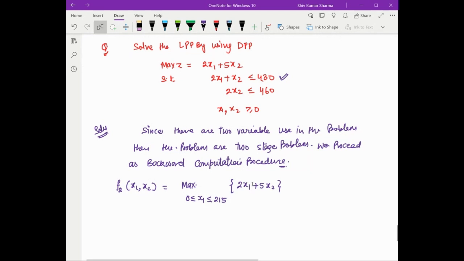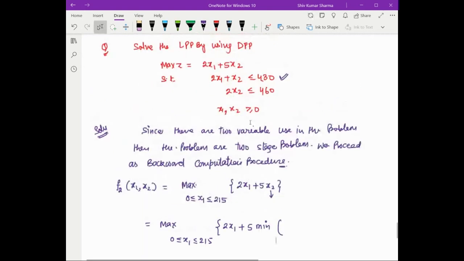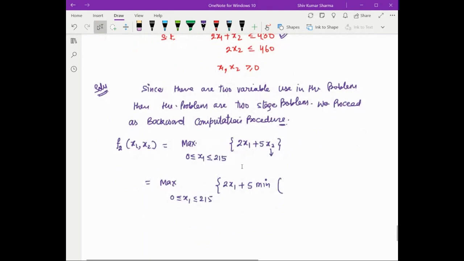Now we put the value of x2. So we write the maximum over x1 lying between 0 to 215 of 2x1 plus 5 times x2. We calculate the value of x2, that means we consider a minimum of x2. What is the value of x2 from the first constraint? The value of x2 we write as 430 minus 2x1.